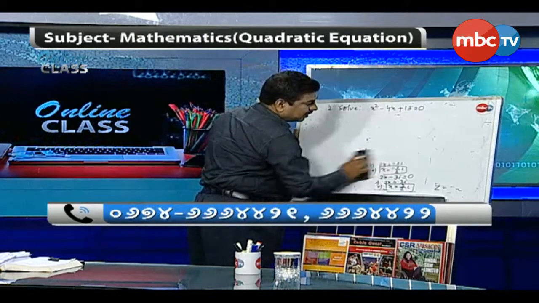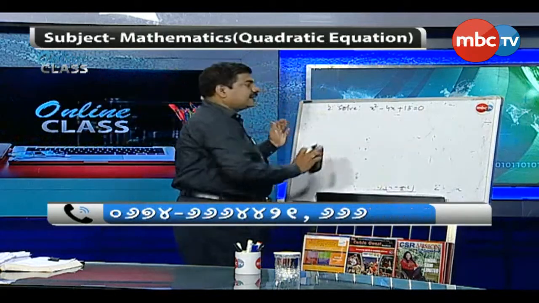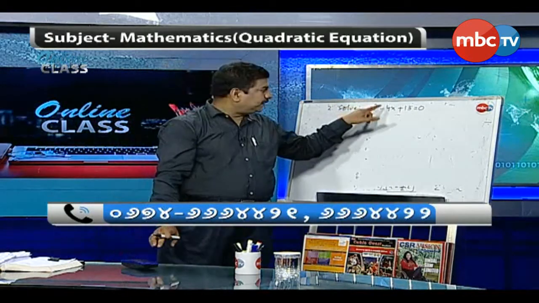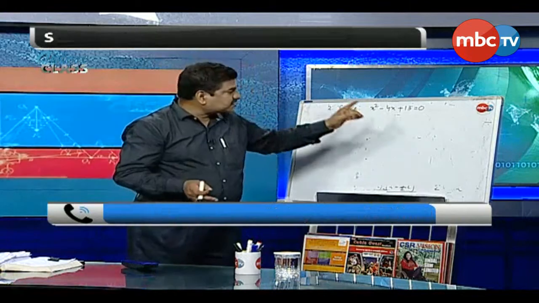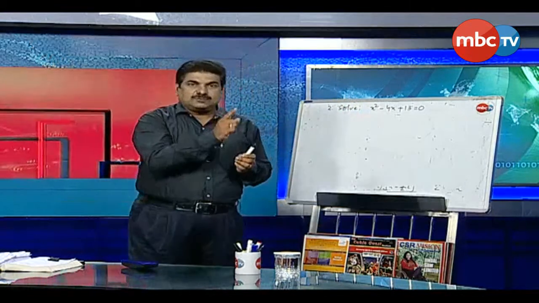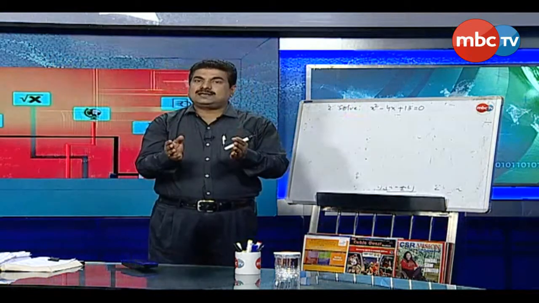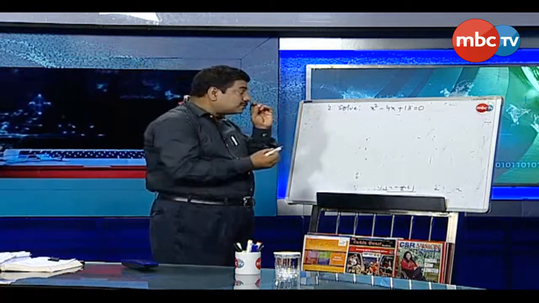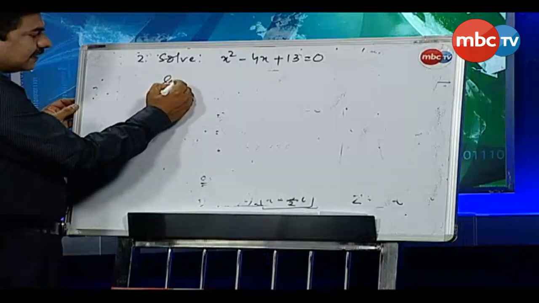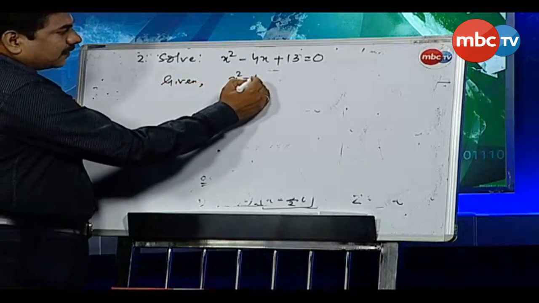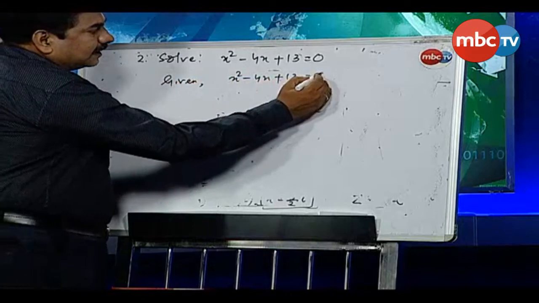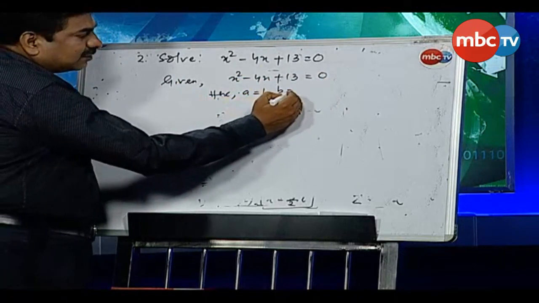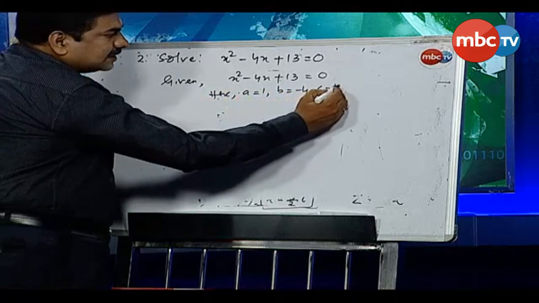So here you see, first you check here, dear, you see a equal to 1, b equal to minus 4 and c equal to 13. That means this is a quadratic equation with real coefficients. So first you write the given x square minus 4x plus 13 equal to 0. Here you check a equal to 1, b equal to minus 4 and c equal to 13.